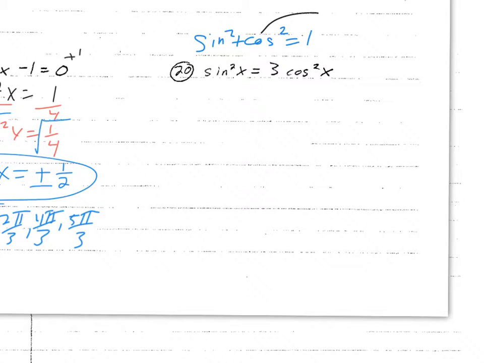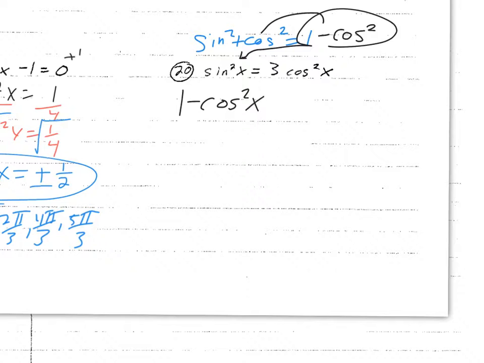So this cosine squared would come over to the other side, and this is what I'm going to replace sine squared x with. So all of that is going to be 1 minus cosine squared, and now I put my x in there. So this replaces sine squared x, and now I'm just going to continue with equals 3 cosine squared x.